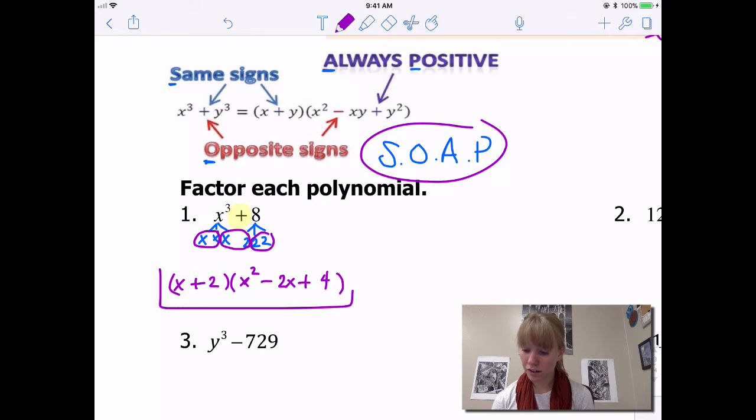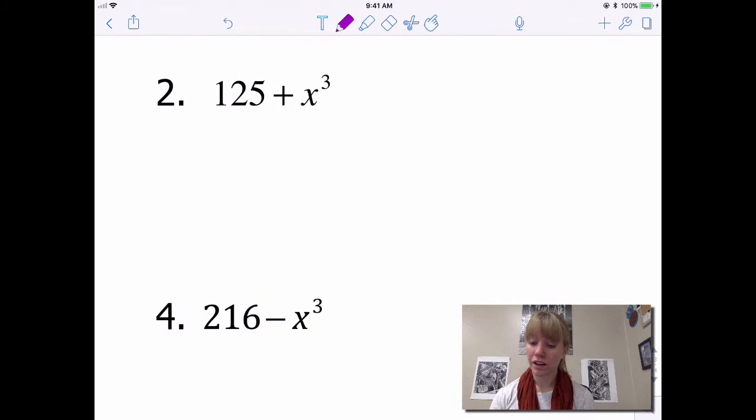And now I have that factored. If I went through and multiplied this out, I would end up getting x cubed plus 8. If you don't believe me, try it. A lot of things will cancel out. Okay, so let's try this again.